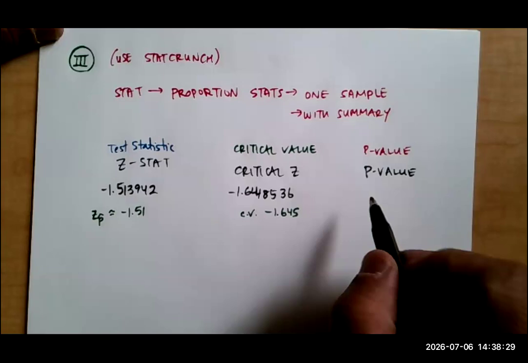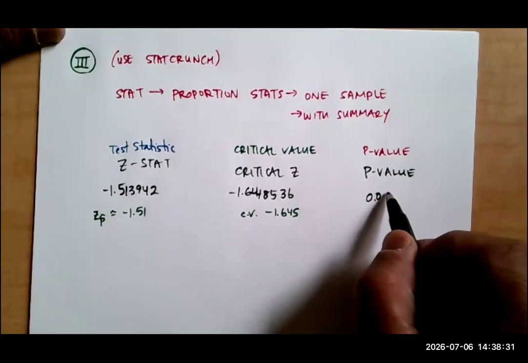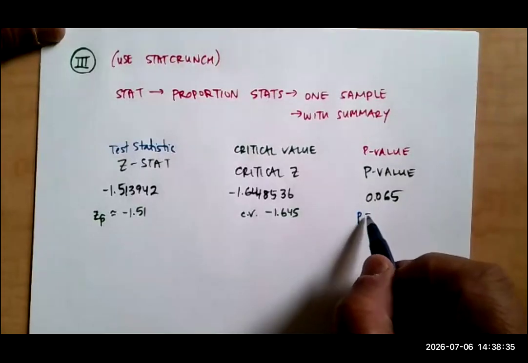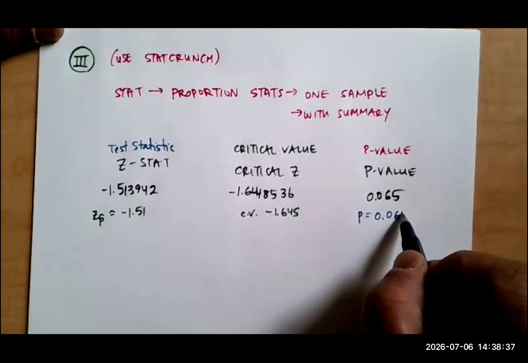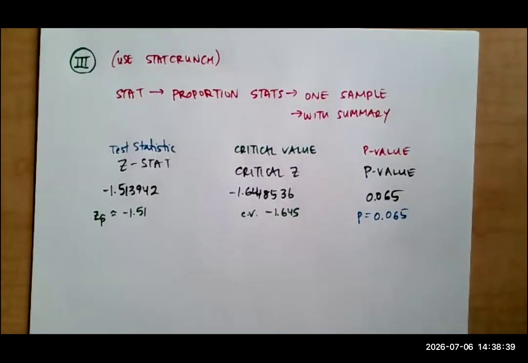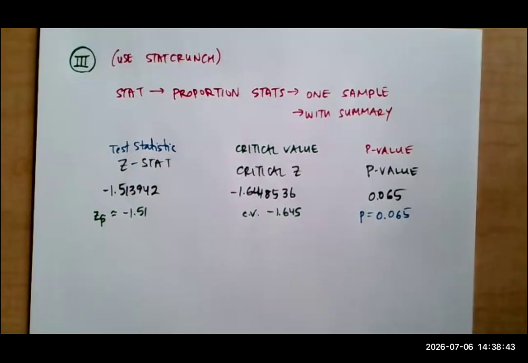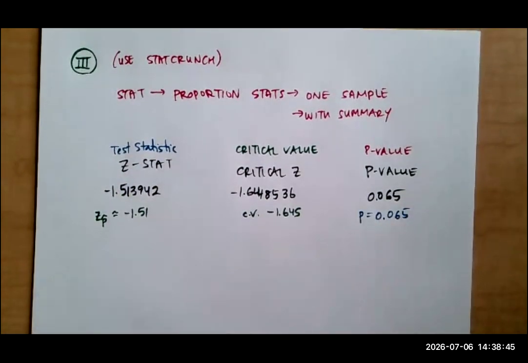And then our p-value, that's 0.065. Okay, so there's our value for p. I'll put in blue, 0.065, so on. Okay, so there's those values. These are the quantities from StatCrunch. Unrounded, rounded values, so on.